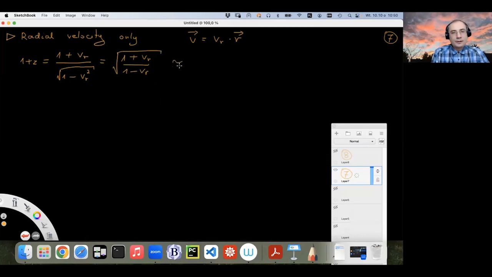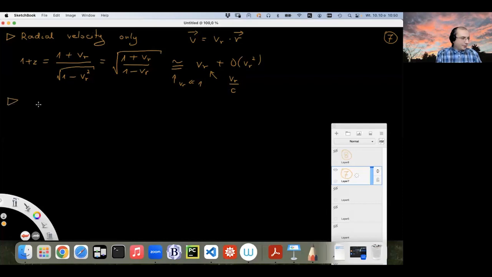For velocities, when V_R is much smaller than 1, it's easy to see that this is simply 1 plus V_R plus O of V_R squared. And this is, in the standard terminology, V_R over c. So the radial velocity at the lowest order gives us the direction of V_R over c.